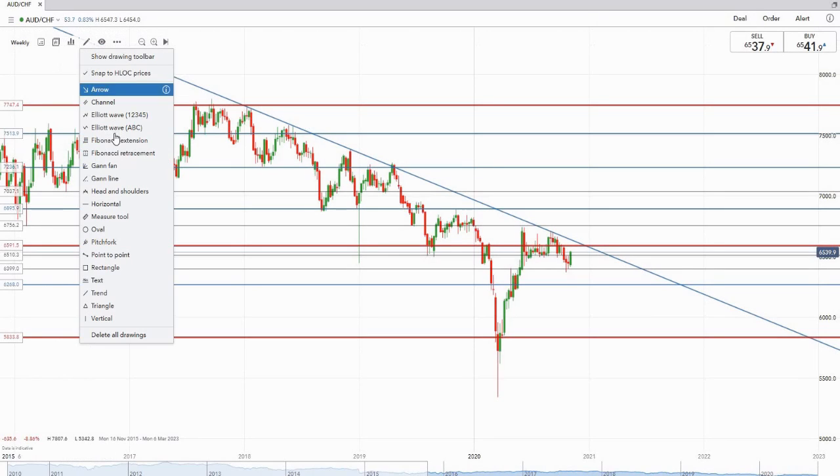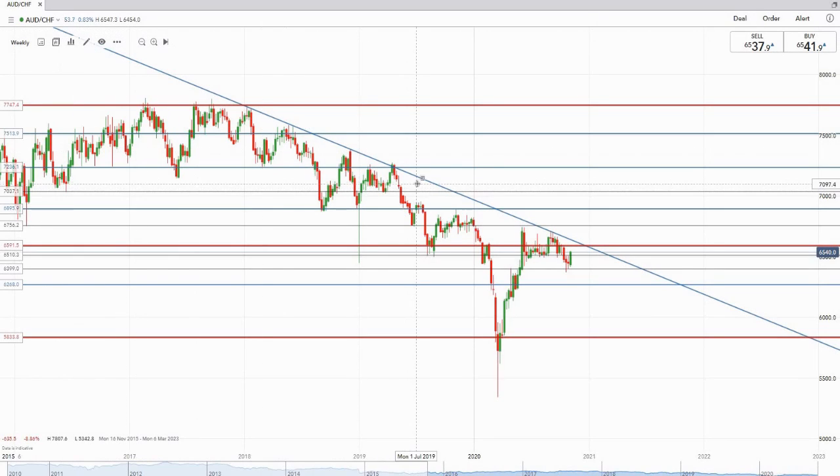Specifics on how to draw these lines I can create a separate video for. Comment with a specific question you have about drawing these support and resistance lines, and I will answer your questions in the next video.